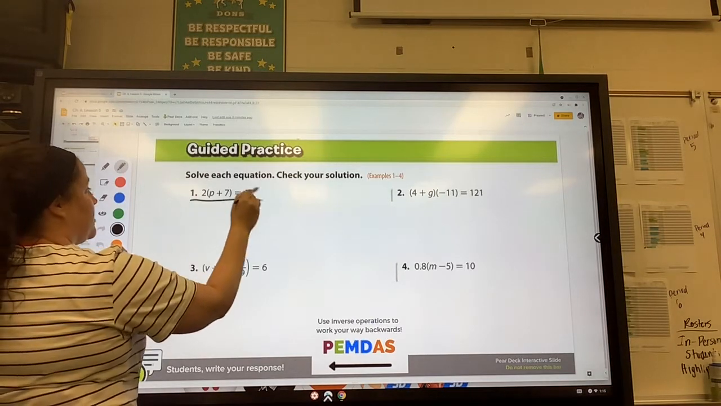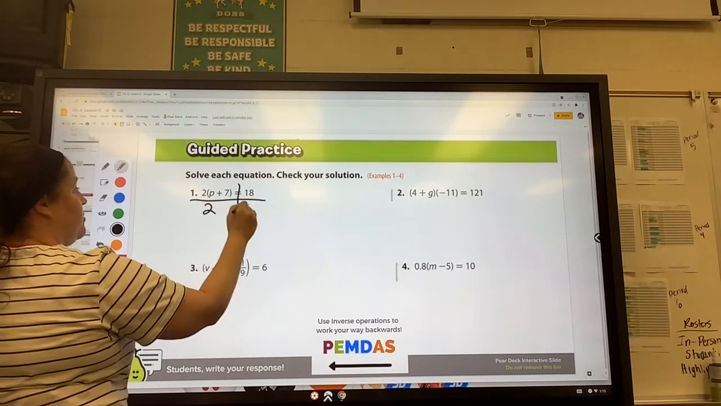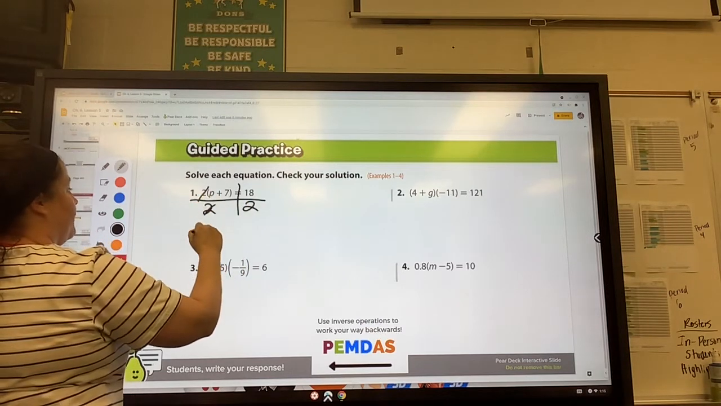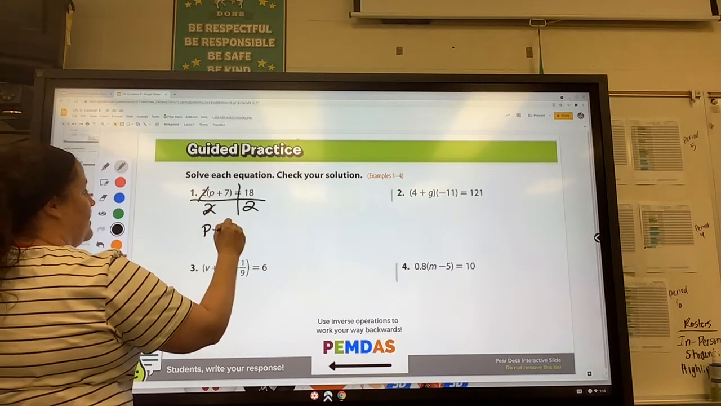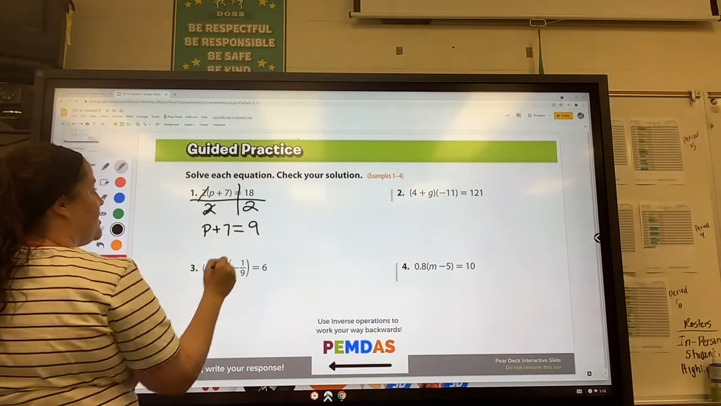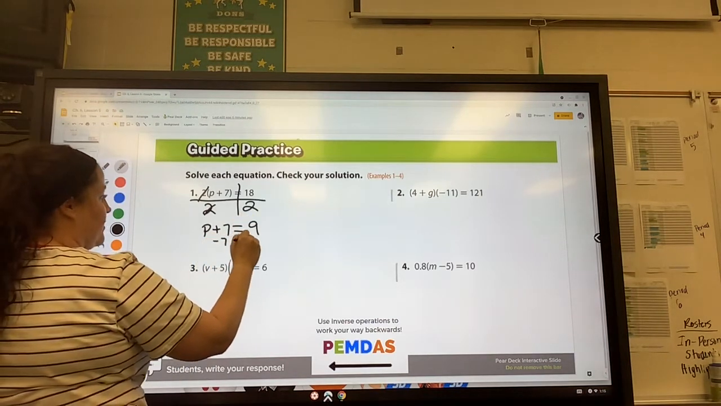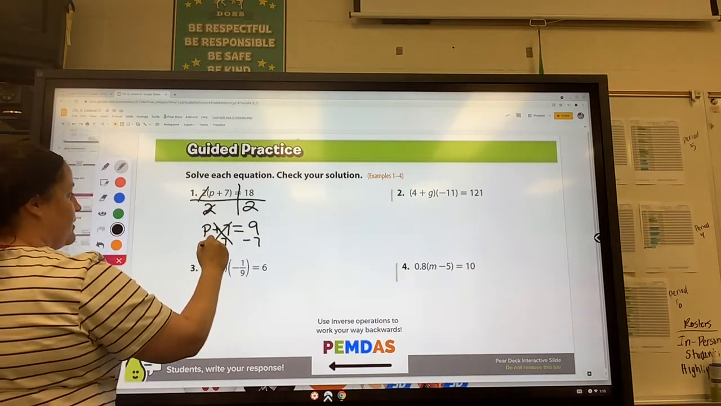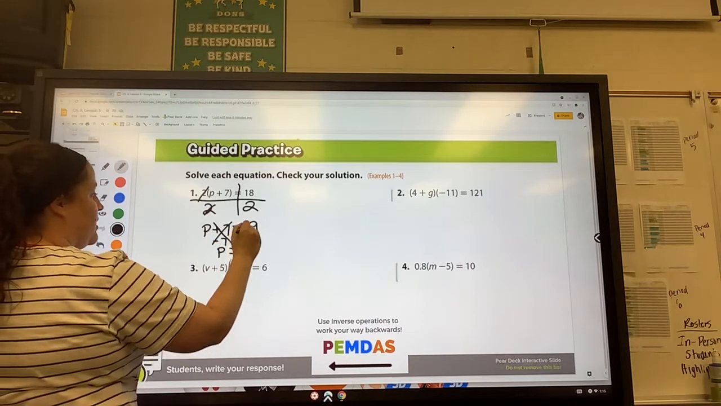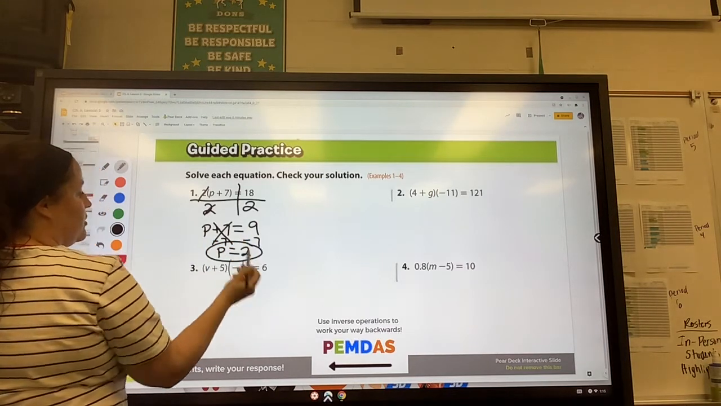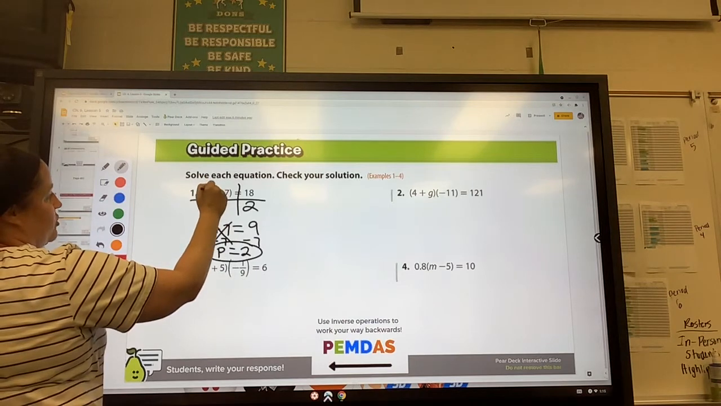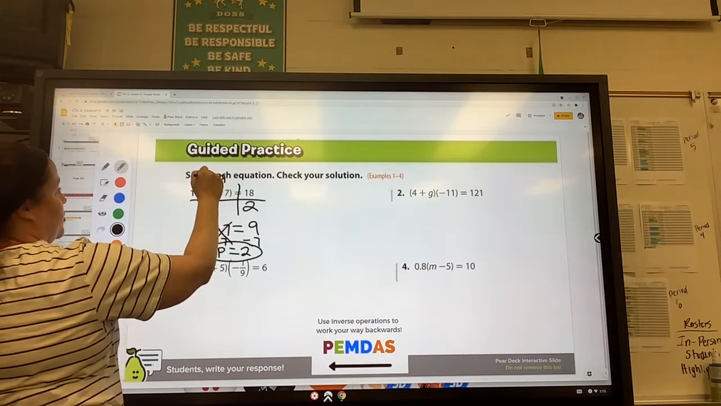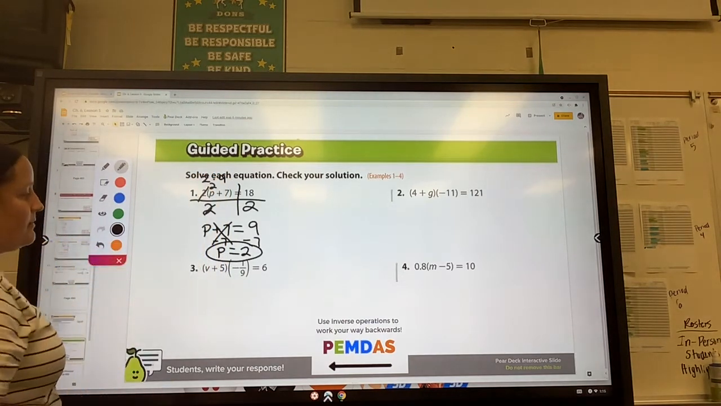We're multiplying, so we're gonna divide both sides by 2. We'd be left with p plus 7 equals 18 divided by 2, which is 9. Subtract 7, cancels, p equals 2. You can check it by plugging it back in. 2 plus 7 is 9, which times 2 would be 18, and that checks out.